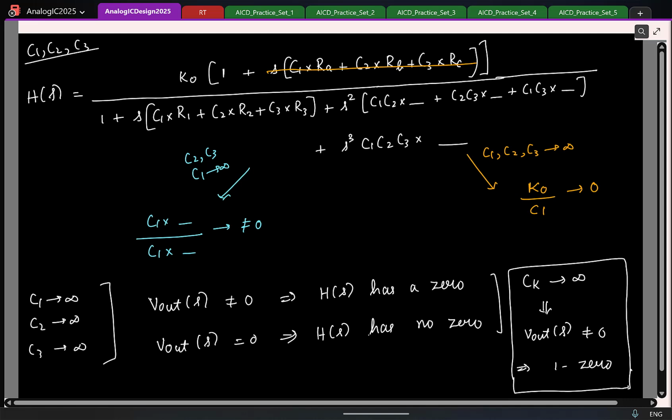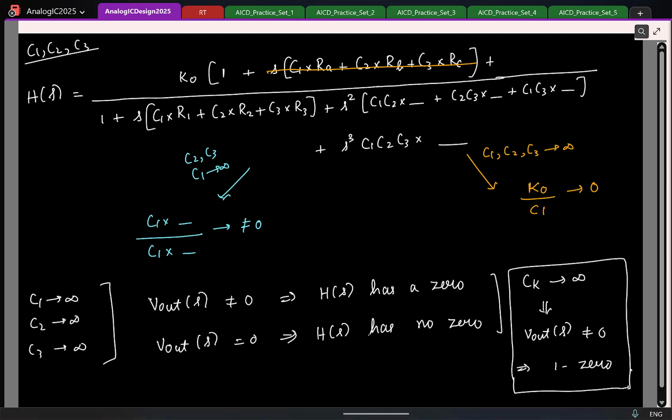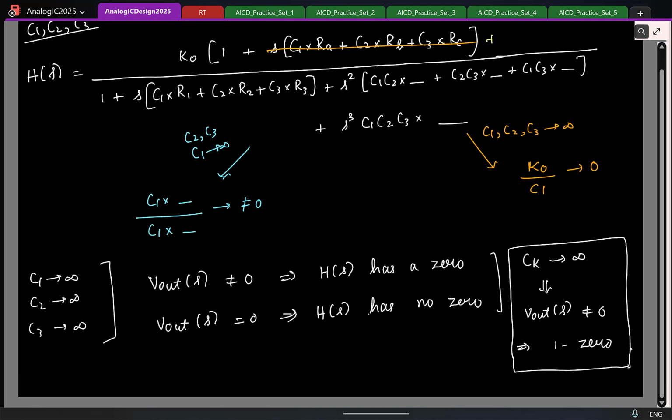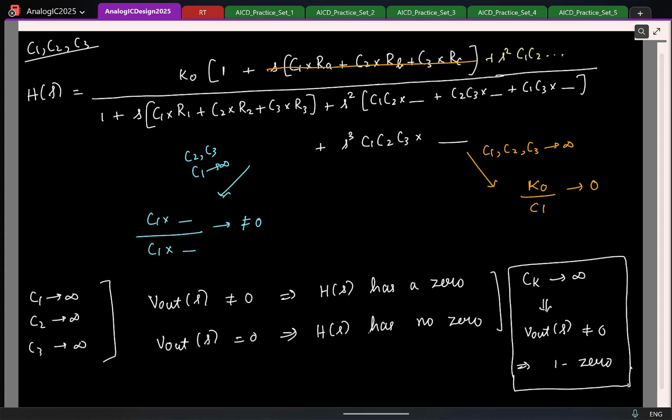Let us say now the transfer function has 2 zeros. How will the numerator change now? I'll have an s square term. Let me write in a different color maybe. So let us say it's s square times, again, I'll have a C1, C2 term times something. Now tell me what might be an extension of this to check if I have 2 zeros in the circuit.